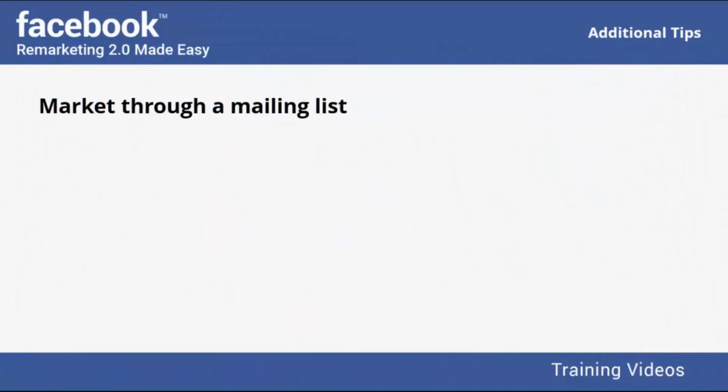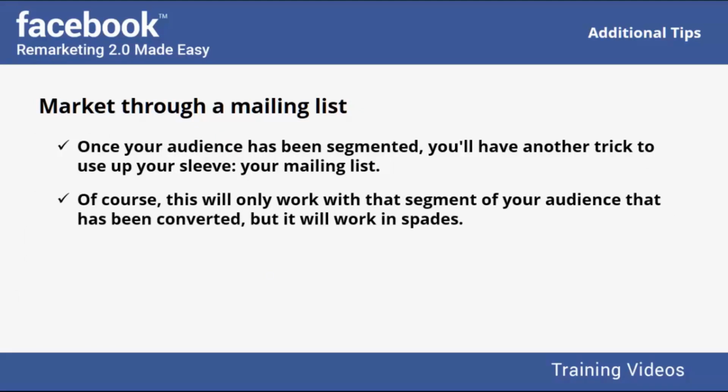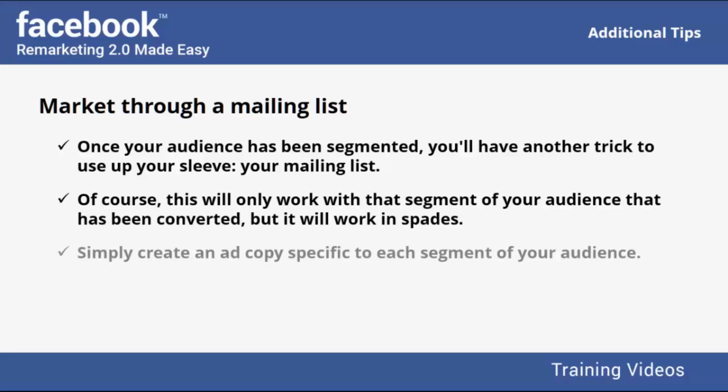Market through a mailing list. Once your audience has been segmented, you'll have another trick up your sleeve: your mailing list. Of course, this will only work with that segment of your audience that has been converted, but it will work in spades. Simply create an ad copy specific to each segment of your audience and use Facebook to remarket directly to their email addresses so they don't miss anything.